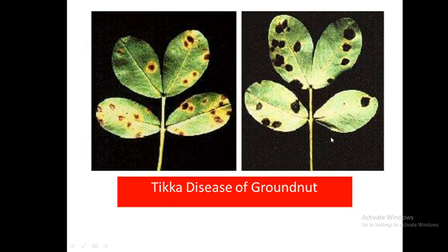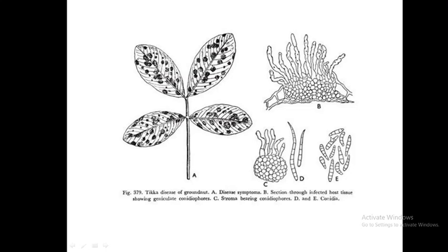The Cercospora personata forms dark brown to black, small circular regular spots on the lower surface of the leaves. The Cercospora arachidicola forms reddish brown, large irregular spots on the upper surface of the leaves. The spots appear light brown in color on the lower surface of the leaf. So these are the symptoms of Tikka disease of groundnut.